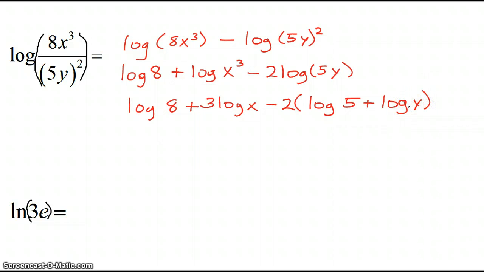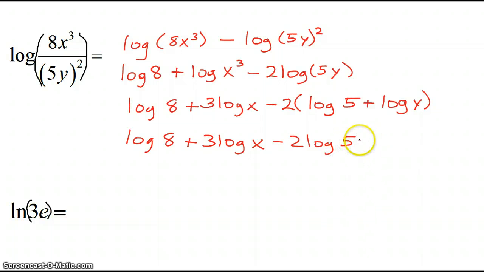Or another way you could think about it is when you're looking at it, realize that what really happens is the ones that are on the bottom end up becoming negative. Because another way I could write this answer is log of 8 plus 3 log of x minus 2 log of 5 minus 2 log of y. Now why is that equivalent? Because I've distributed the negative 2 to each thing. Okay, that's why that's equivalent. So another way you can think about it is notice that the things that were on the numerator, I ended up adding, and the things that were on the denominator, I ended up subtracting.